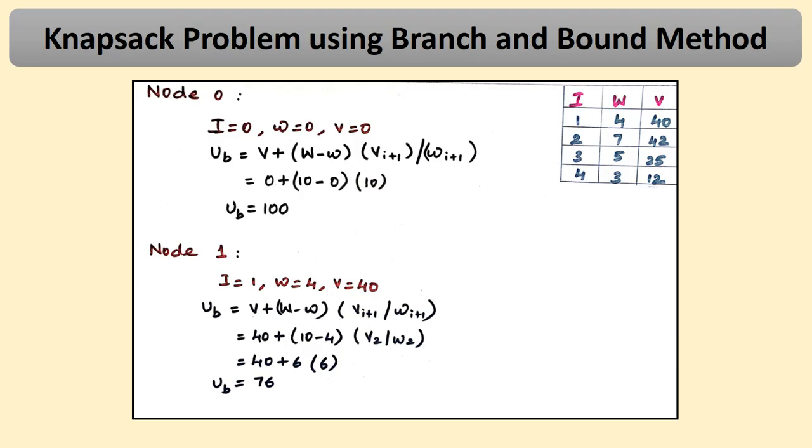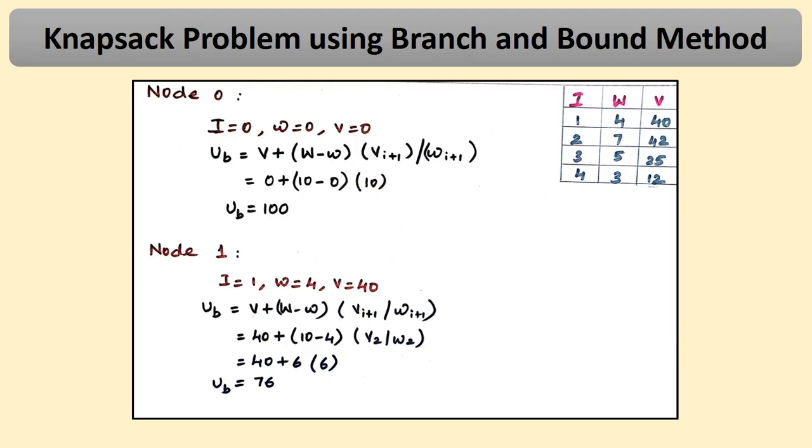Now we have to apply the formula. Upper bound equals value, that is V, plus total weight minus the individual weight. Since V is 0, we substitute 0 plus total weight, which is 10, minus individual weight, which is 0, into V(i+1) divided by W(i+1). Actually the i value is 0, but you are moving to the next index. i plus 1 means what?